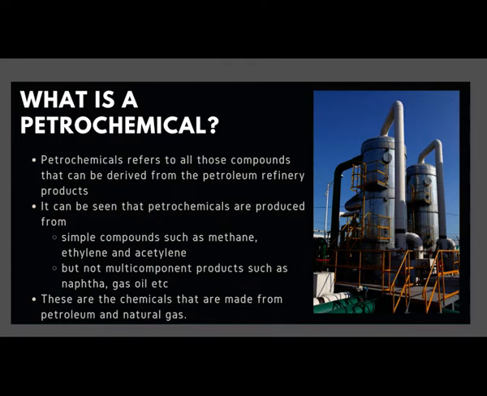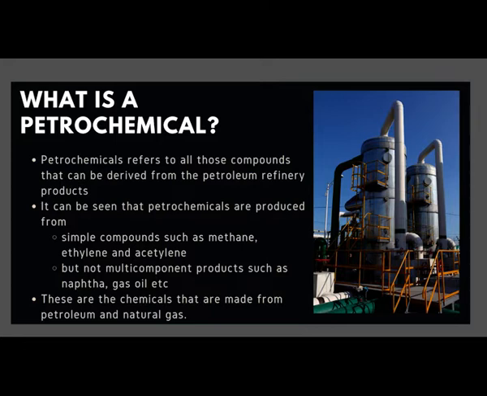What is a petrochemical? Petrochemical refers to all those compounds that can be derived from petroleum refining products. It can be seen that petrochemicals are produced from simple compounds such as methane, ethylene, and acetylene. But generally, petrochemical does not refer to multi-component products such as naphtha, gas oil, etc.